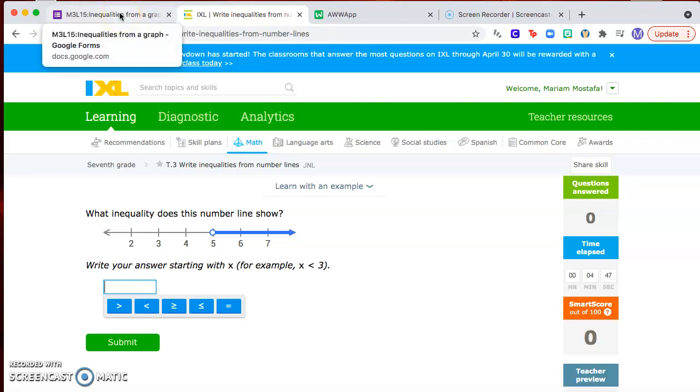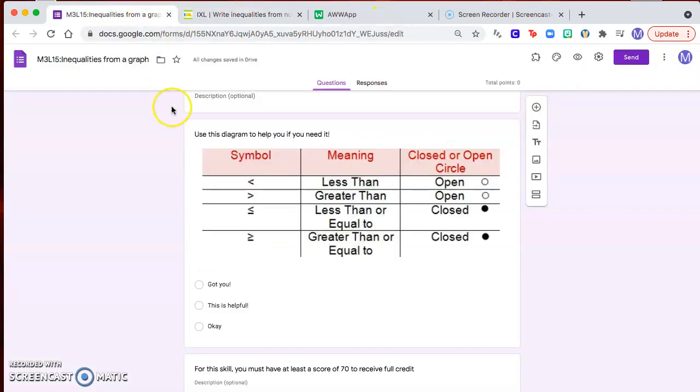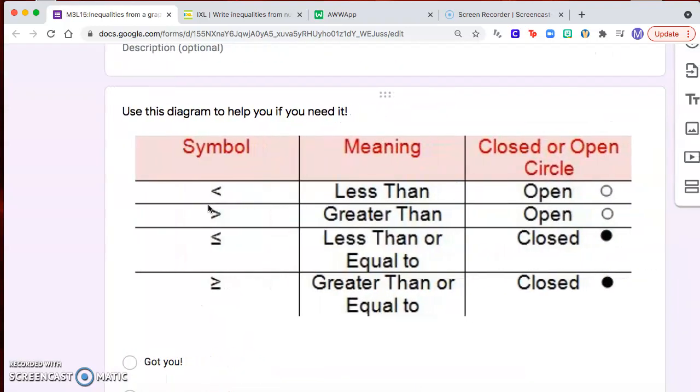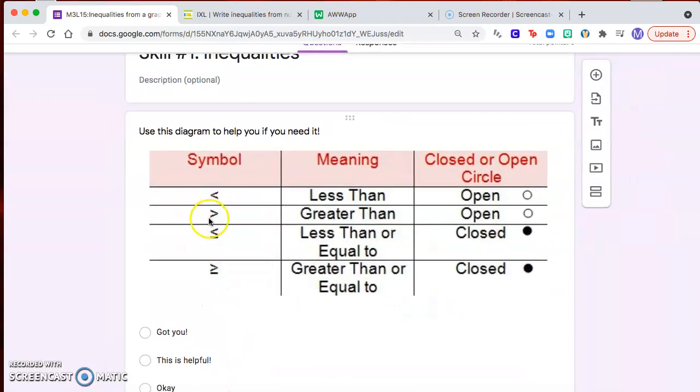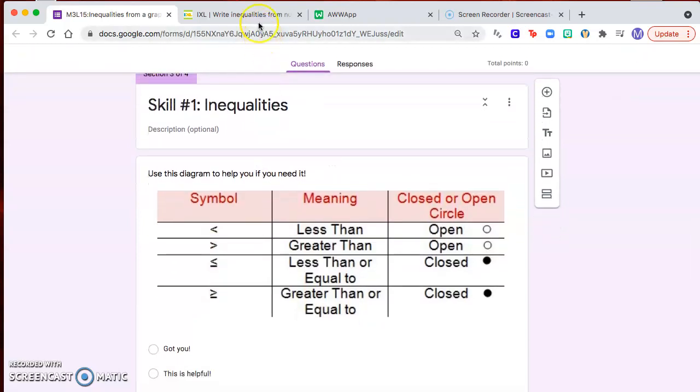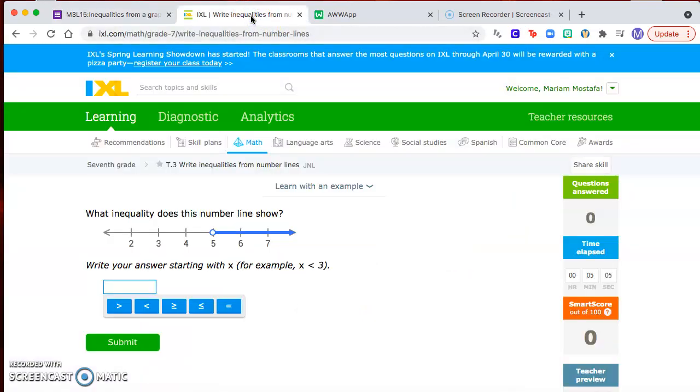Alright guys, today's lesson should be pretty simple. It's just writing inequalities from a graph. So basically what I gave you guys is this diagram to help you if you need it. But mostly what you have to do is understand what the graph is saying. So basically all you have to do is two things.